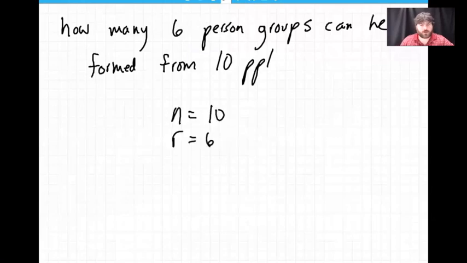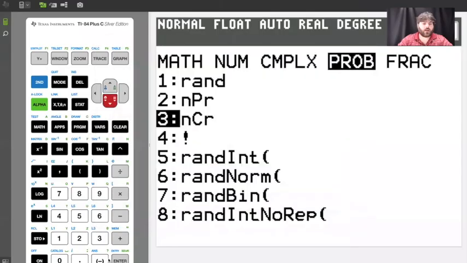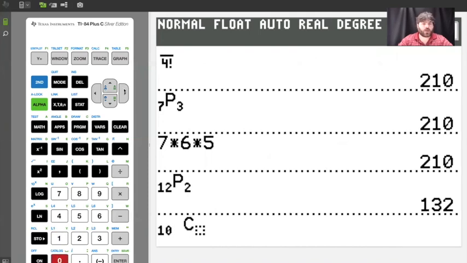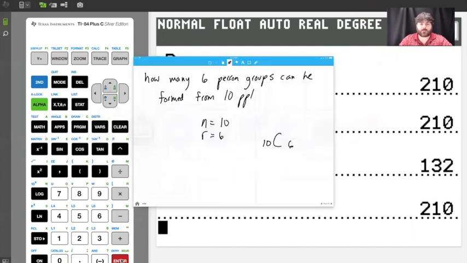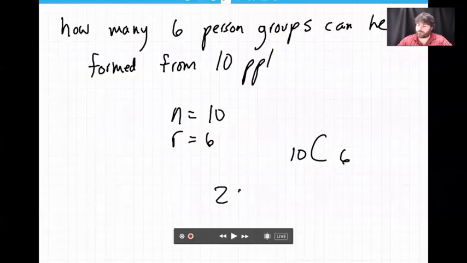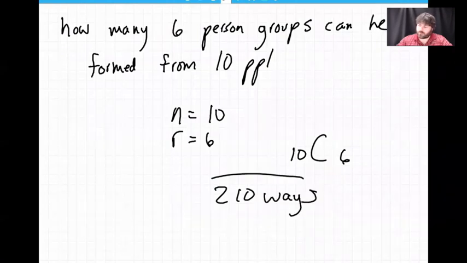Now remember, why don't we use permutations here? It's because order doesn't matter. The same 6 people, if you switch them, if they all switch seats, they're in the same group. Switch seats again, they're in the same group. So there's no need to put individual seats. They just go as a group. So we're going to do 10 choose 6. Go to our calculator. Remember, go to math, over to probability, down to number 3. 10 choose 6 gives you 210 ways to form a 6-person group from 10 people. Okay, remember we're just counting. That's what this whole chapter is about, counting.